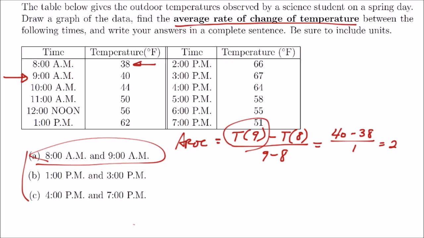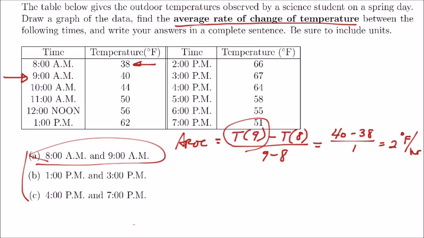Now remember to put units on this problem here. The unit for the horizontal axis is hours. The unit for the vertical axis is degrees F. So that means the unit for this problem is going to be, remember, the unit for vertical over the unit for horizontal axis. So that would mean it's degrees F per hour.